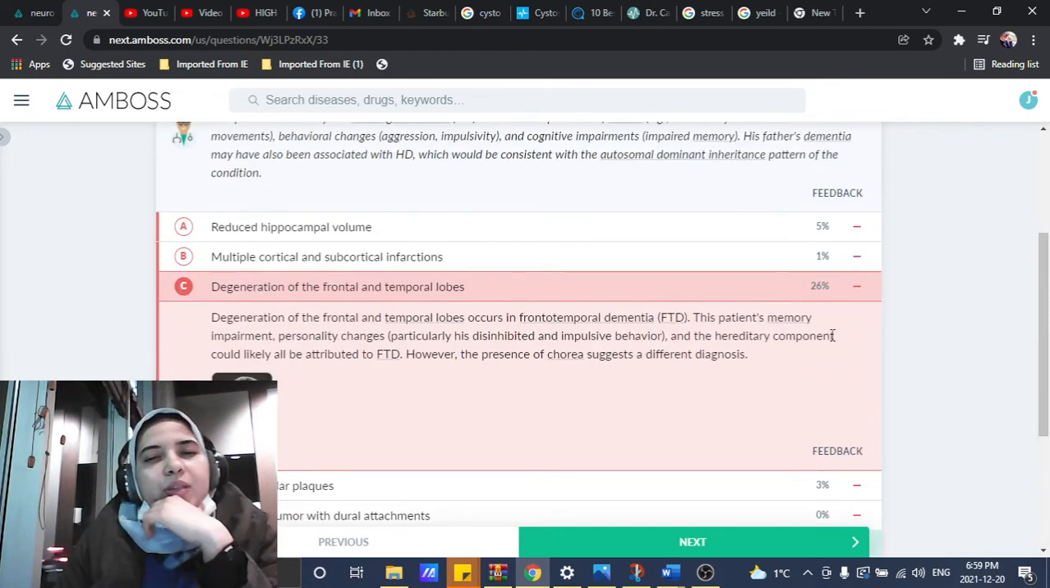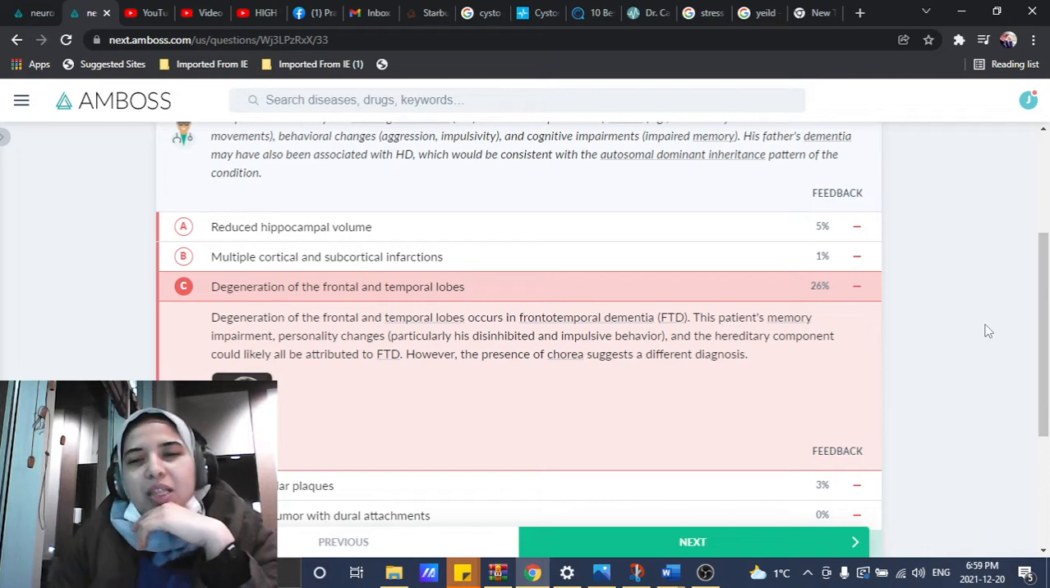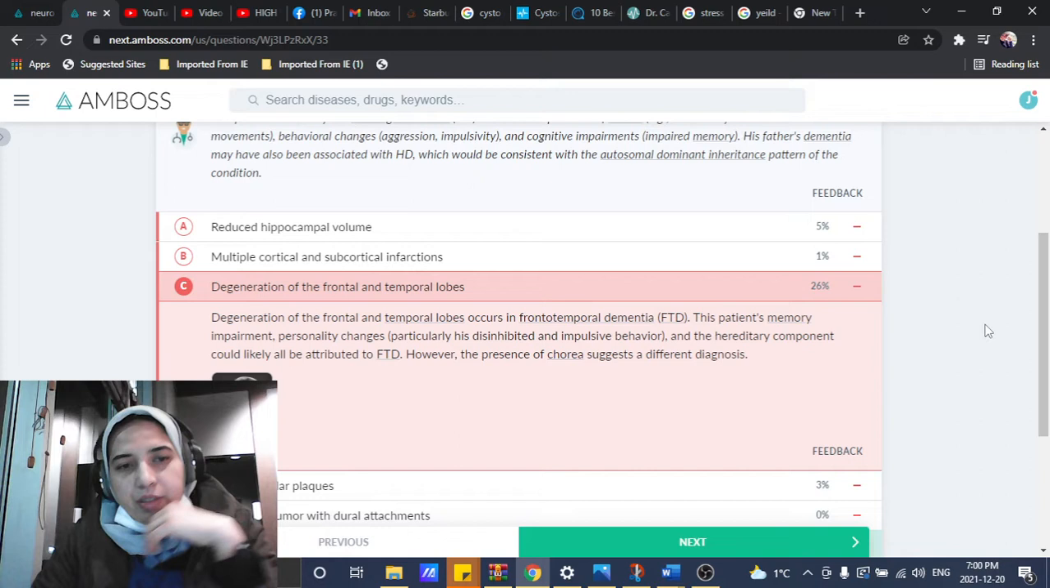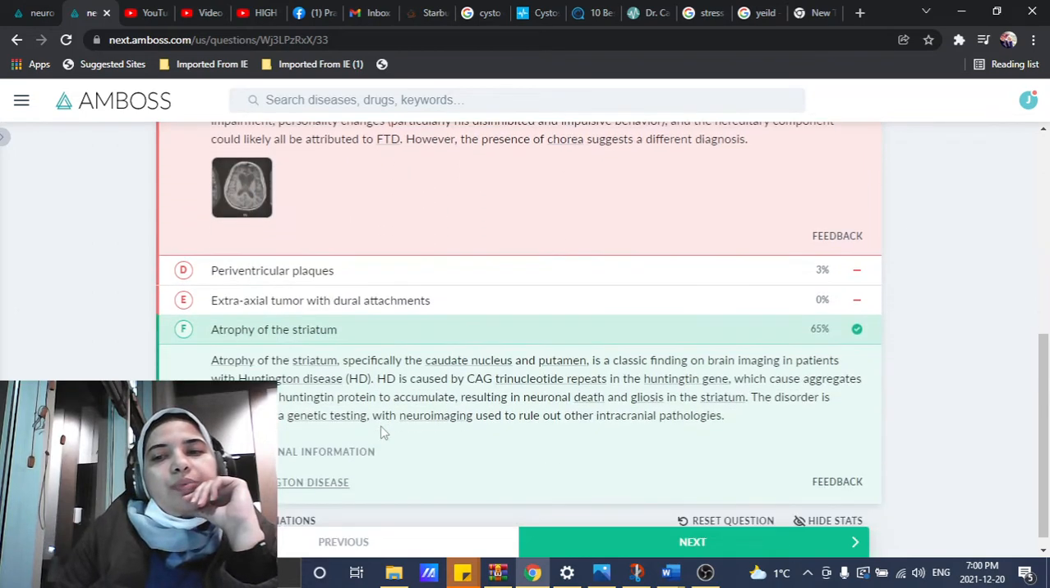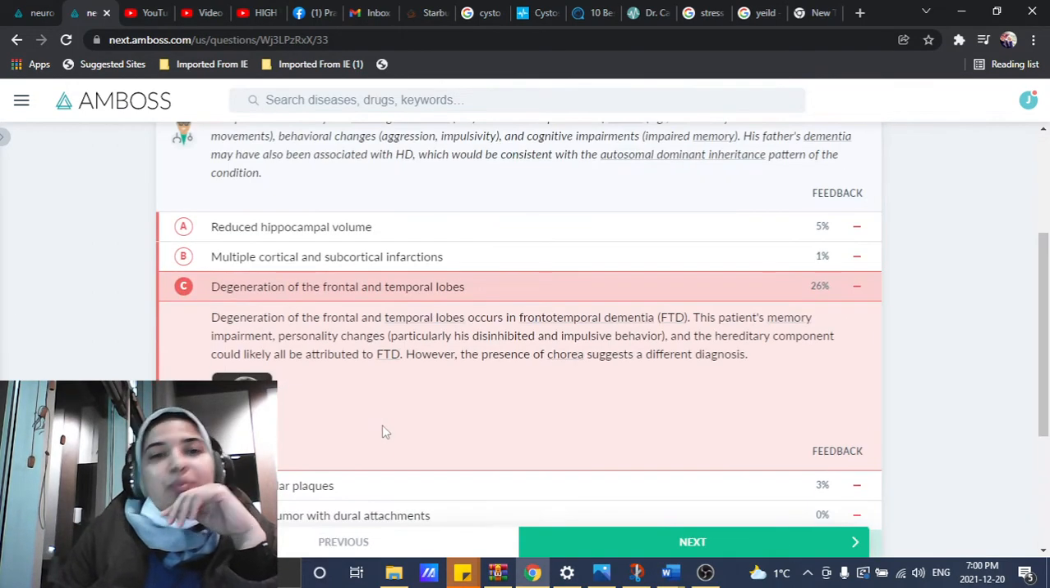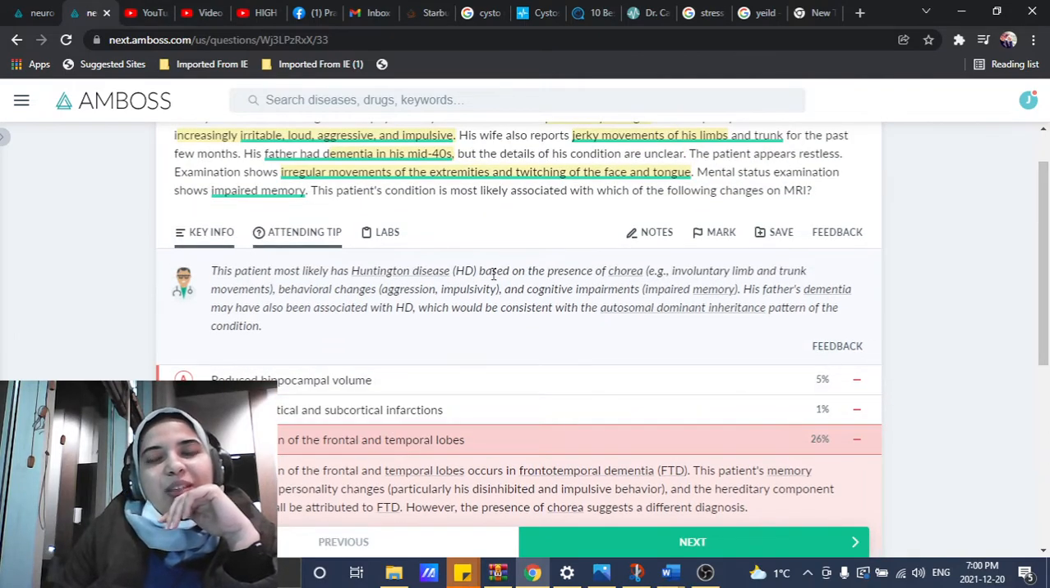Why did I pick frontotemporal lobe dementia? This patient's memory impairment and personality changes and hereditary component could all be attributed to FTD. However, the presence of chorea suggests a different diagnosis. Okay, so that makes sense. I'm not totally dumb, so it still makes sense to have that as part of your differential, but you know, what's wrong?